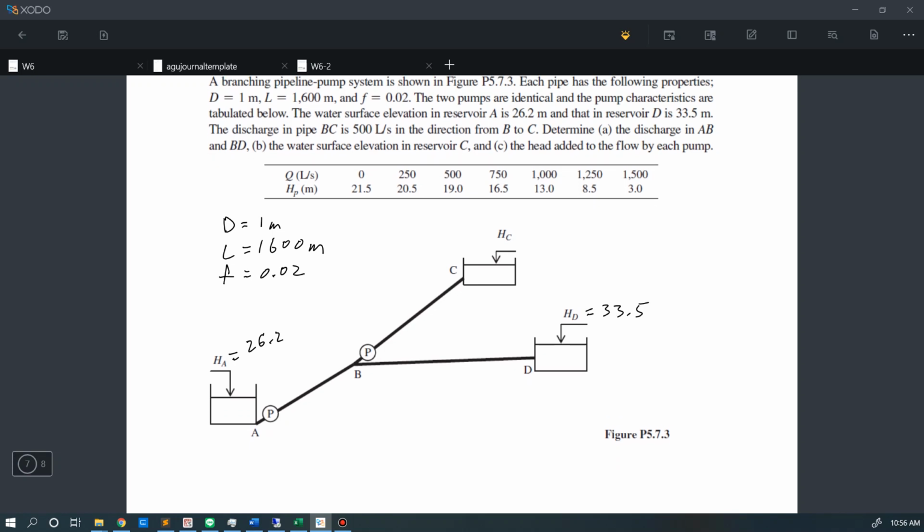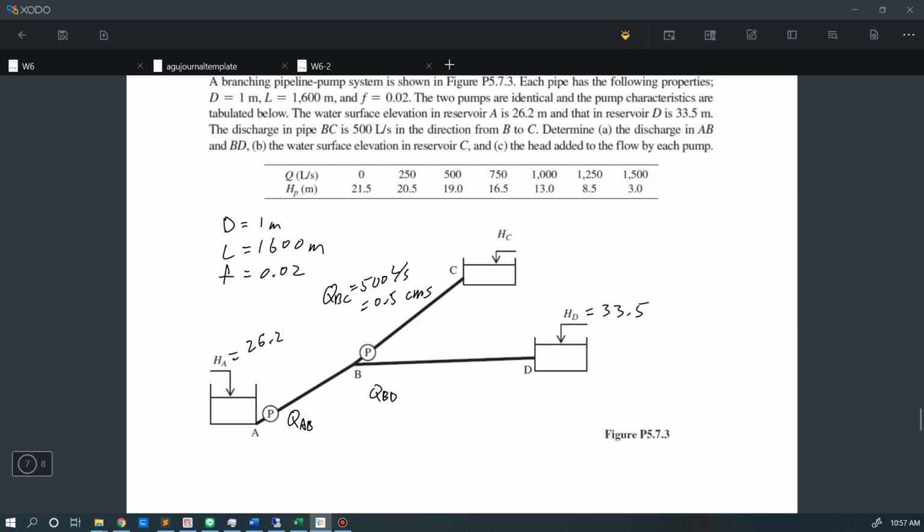Okay, and what else? And the discharge in pipe BC is equal to 500 liter per second, which is equal to 0.5 cms. Okay, this is QBC. And now we need to determine the discharge at segments AB and BD. So we say that this QAB is the variable that we try to solve, and we also need to solve for the QBD.